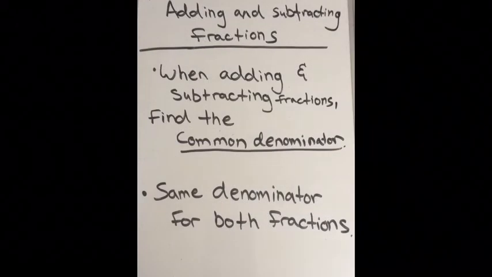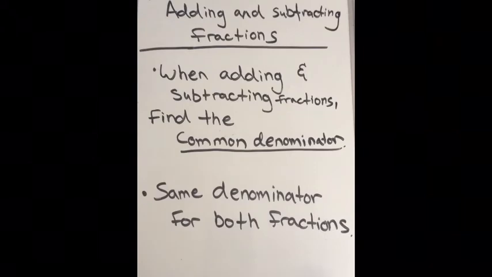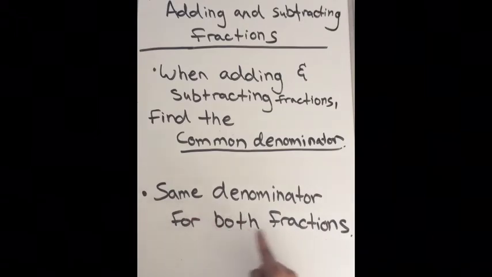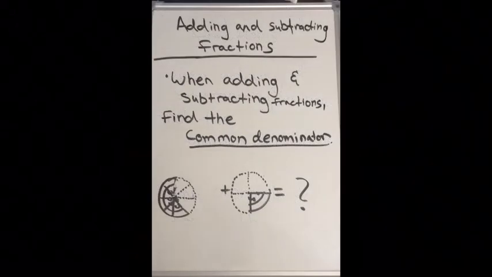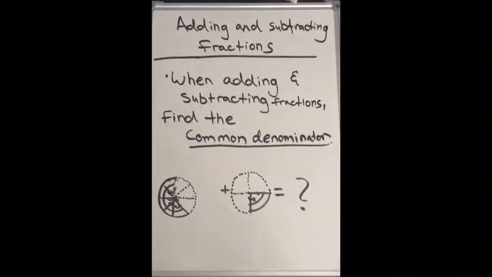The key detail when adding and subtracting fractions is that you must find the common denominator. A common denominator between two fractions is when they have the same denominator for both fractions. The reason we need to find the common denominator is to make sure that when adding two fractions, we have the same amount to the whole.